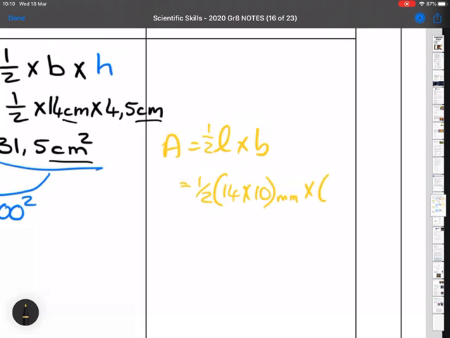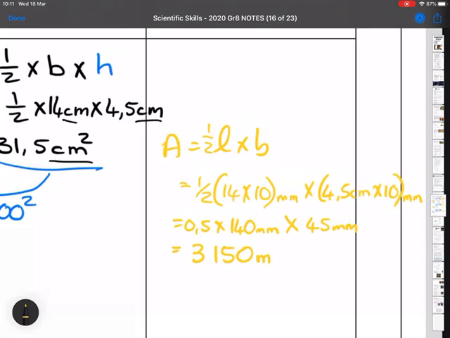And the perpendicular height was 4.5 centimeters. 4.5 centimeters times by 10 to get millimeters. A half is 0,5. 14 times 10 is 140. And 4.5 times 10 is 45. That's going to give us 3,150 square millimeters. Millimeters squared.